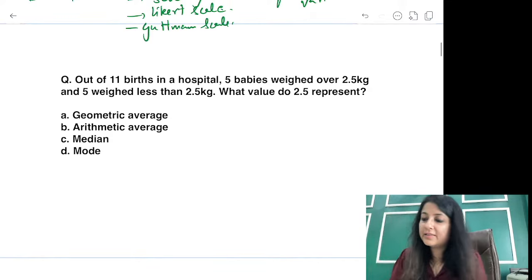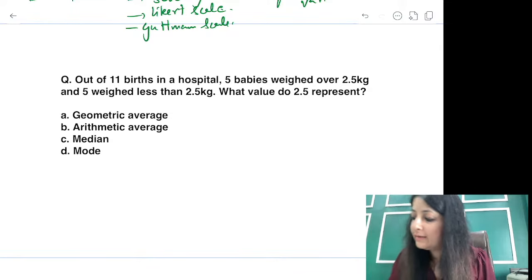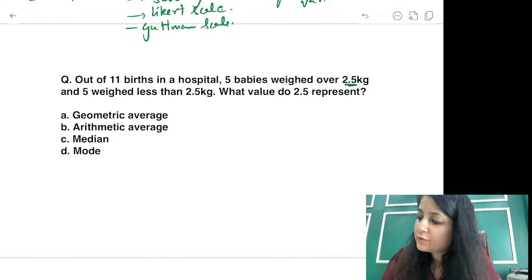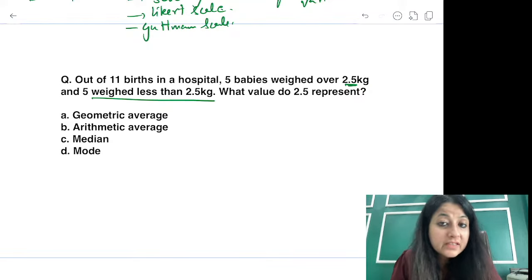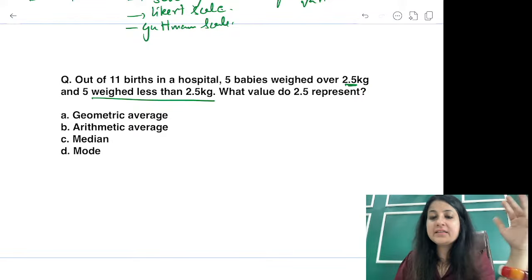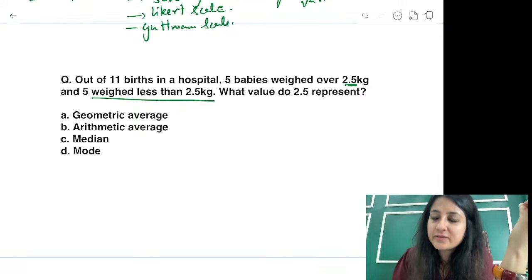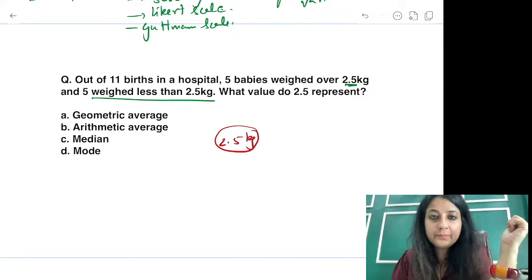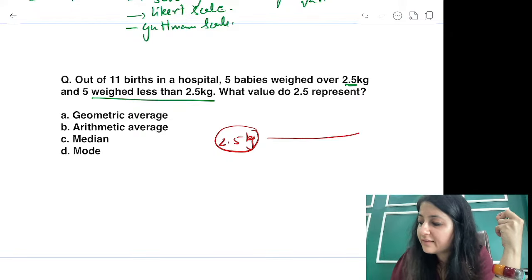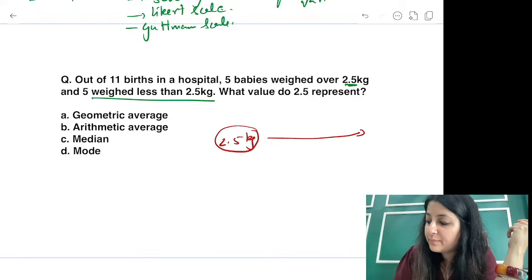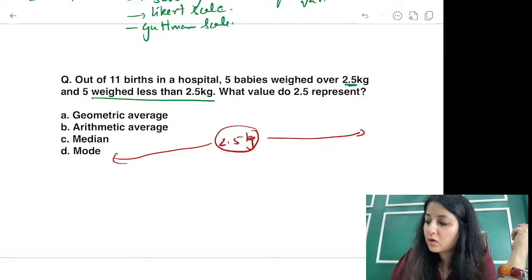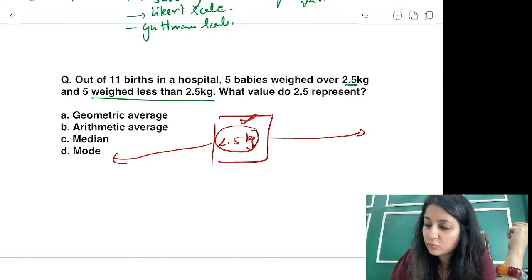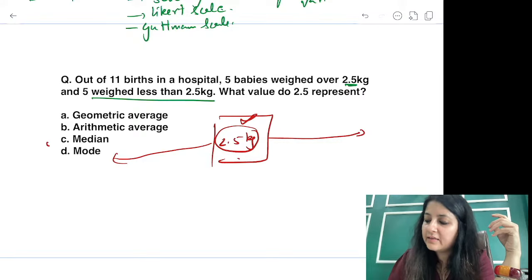Out of 11 births in a hospital, 5 babies weighed over 2.5 and 5 babies weighed less than 2.5. What does 2.5 represent? Now it is a very decent question. See, 2.5 kg is somewhere in the middle. That is why it is saying 5 babies weighed over, 5 babies weighed less. So what is this 2.5, guys? This 2.5 is nothing but the median.